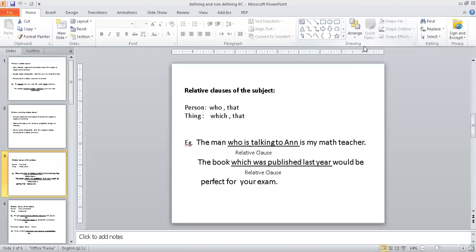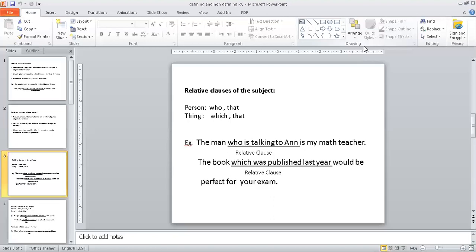And the same goes for the book in the second sentence. The book which was published last year would be perfect for your exam. Which was published last year is the relative clause وبلش ب which, the relative pronoun حتى أعرف the book. If you say the book would be perfect for your exam, يبقى الجملة مش واضحة. Which book? فلازم أكمل بالrelative clause.